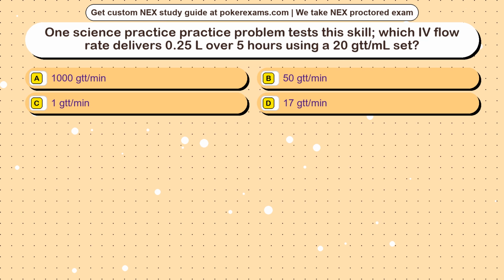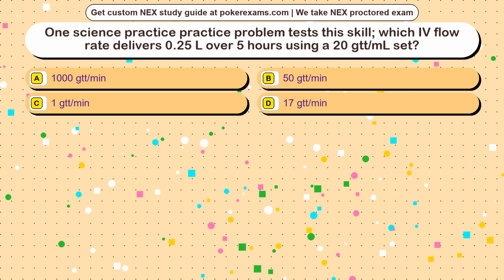Question 11. One science practice problem tests this skill: what flow rate delivers 0.25 L over 5 hours using a 20 GTT/ml set? Option A, 1000 GTT/min. Option B, 50 GTT/min. Option C, 1 GTT/min. Option D, 17 GTT/min.